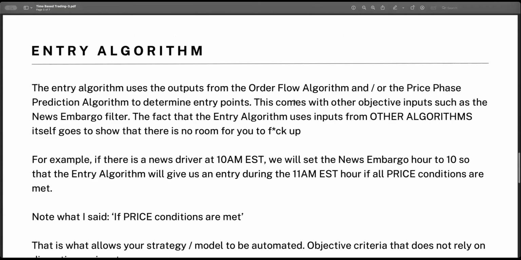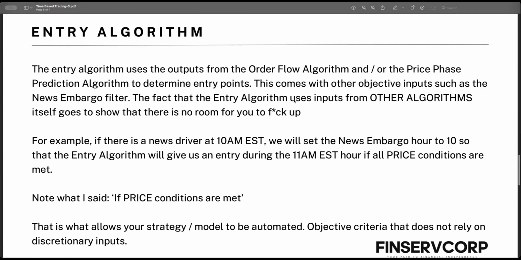Now the second one is the entry algorithm. The entry algorithm uses the outputs from the order flow algorithm and/or my price phase prediction algorithm. My price phase prediction algorithm gives you the A and D phases for each session, right? Now this comes with other objective inputs such as the news embargo filter. The news embargo filter says, okay, this is the hour that we have news. Please provide entries after this hour.